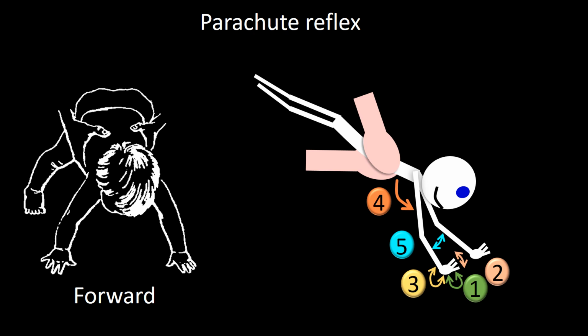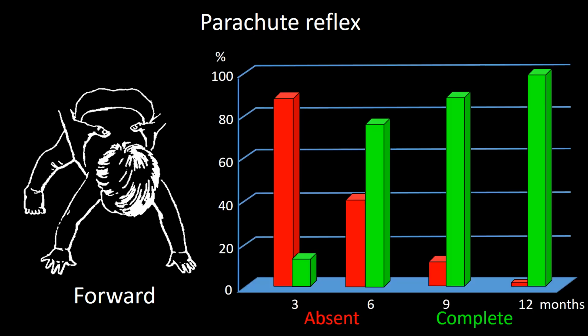All 5 components must be present to call a complete forward parachute reflex. This reflex is not present at birth. Very few infants have developed this reflex by 3 months of age. By 12 months of age, it is present in just about all infants. This reflex is influenced by visual and vestibular cues. Its appearance is related to the infant's need to avoid injury from falling while learning to stand and walk.